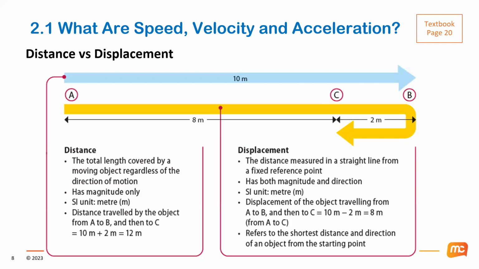Okay, so another example to sum up. If I have a car moving from A to B and then to C, the total distance covered will have been 10 plus another 2, which is 12 meters here. But if I were to say displacement, I only care about starting point to ending point, which is 8 meters only. Or if you want to use mathematics, it's 10 meters plus minus 2. Minus 2 because it's moving in the opposite direction. So 10 plus minus 2, you get 8 meters. So that is the displacement.